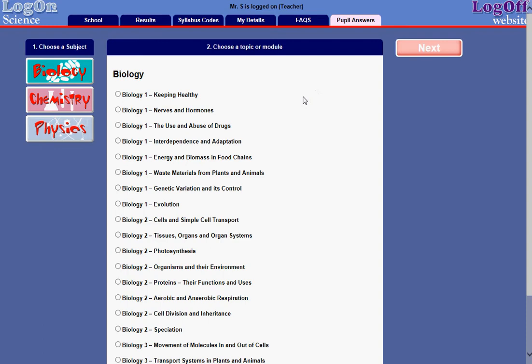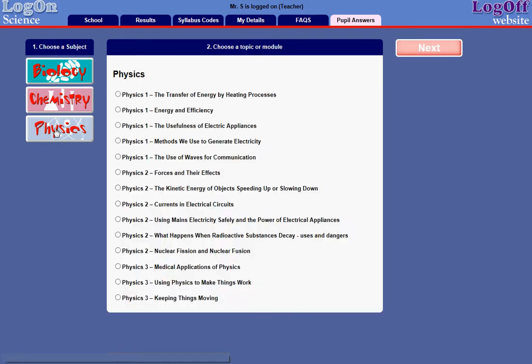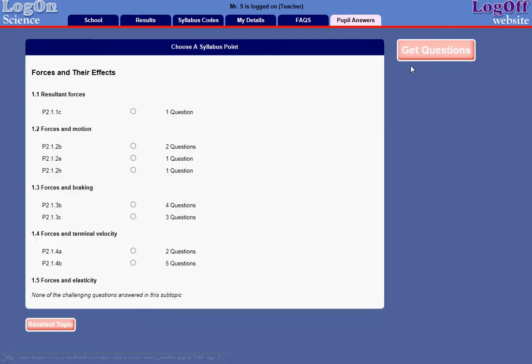And the first step we have to do is narrow down to what we want to view questions on. So these are the biology topics. I'm not going to look at biology. I thought I'd look at a physics topic, and I'm going to look at forces and their effects. So we click on to the next page.